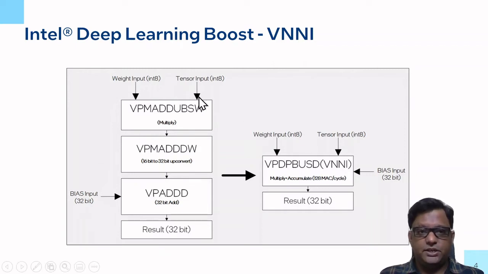In the example that you see here, the weight and the input tensor get multiplied and the result gets converted to 32-bit. This 32-bit output is again added with a bias of 32-bit to get the final result, right? So this process that takes 3 steps to complete in a regular AVX 512 instruction set will take just 1 step when VNNI based instructions are used. So we will be quantizing our ONNX model, which uses the VNNI optimizations available in the Intel Xeon 3rd generation processors.